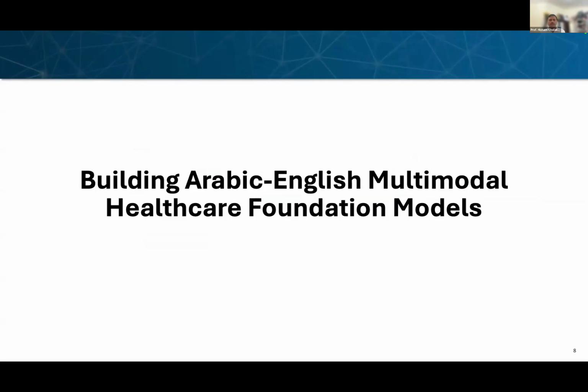So next, let's start with the first one, the building of multimodal LLMs and foundation models tailored for the MENA region. That means building models that have Arabic and English capability.